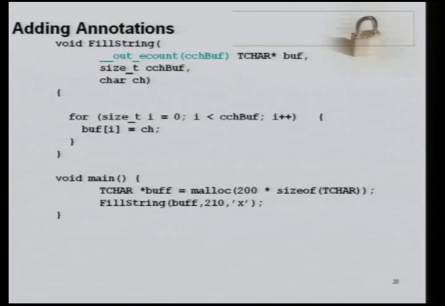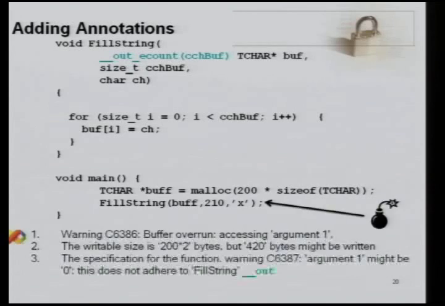So here's an example of a security vulnerability in a very simple program and how these annotations can help tools find these issues. If you have Visual Studio 2005, it has a version of PREfast built into it, and you could take this code, compile it in there, and what the compiler would tell you is, first of all, that there's a buffer overrun accessing the first parameter buff. The writable size is only 200 characters or 400 bytes, but actually 420 bytes might be written because this program was compiled for Unicode. So it tells you right away there's a buffer overrun here.